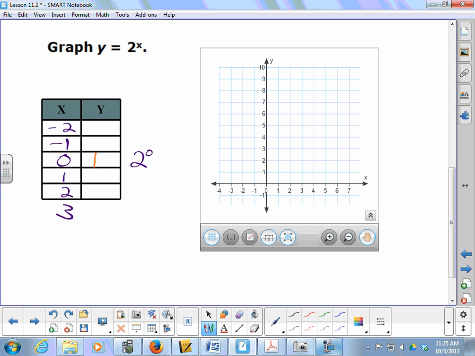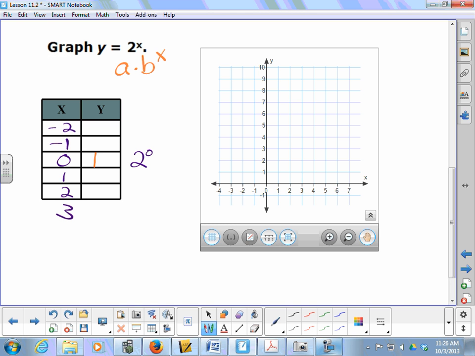Okay. Remember, it's a times b to the power of x. Okay? In this case, a is equal to 1 because there's no number there, which means it's 1. A is 1. And b is always the thing that's being raised to the power of x, which in this case is 2. So that's our common ratio is 2. So as we go down, as x's get bigger, we're multiplying by 2. As x's get smaller, we are dividing by 2.